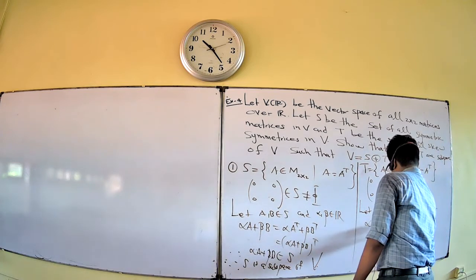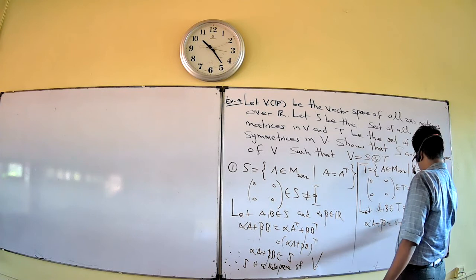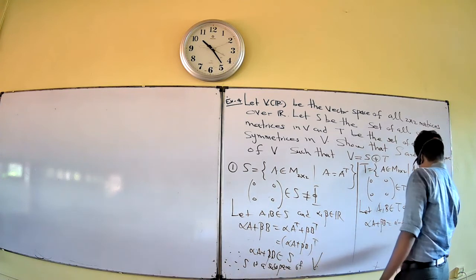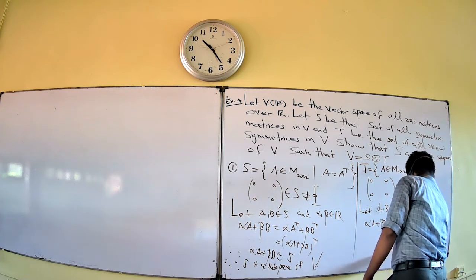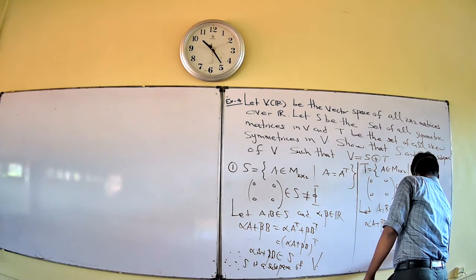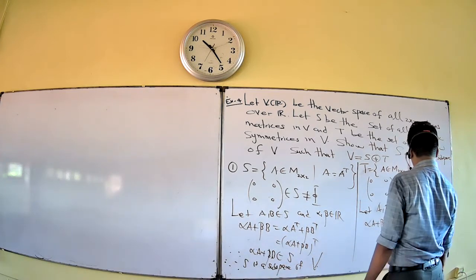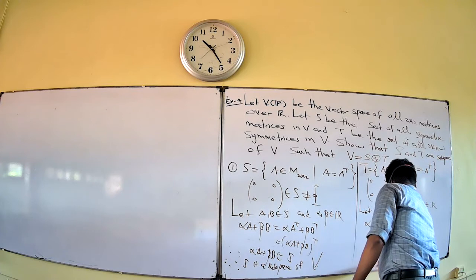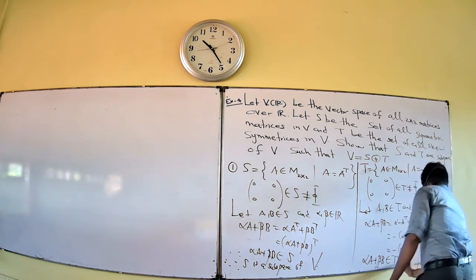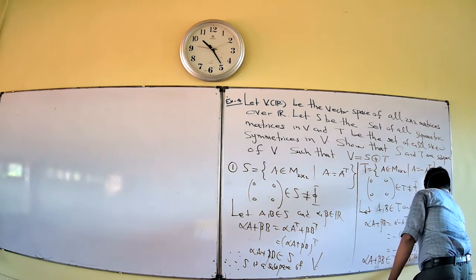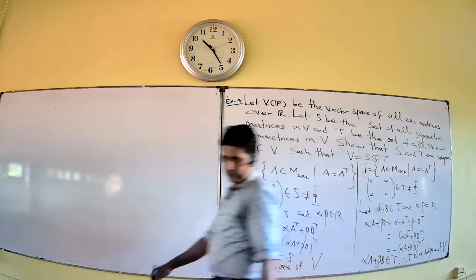So alpha A plus beta B equals alpha minus A transpose, beta minus B transpose. You take the minus outside, then alpha A transpose, beta B transpose. It is minus alpha A plus beta B transpose. So alpha A plus beta B equals minus alpha A plus beta B transpose. Therefore, this alpha A plus beta B belongs to T. Therefore, T is a subspace of V.